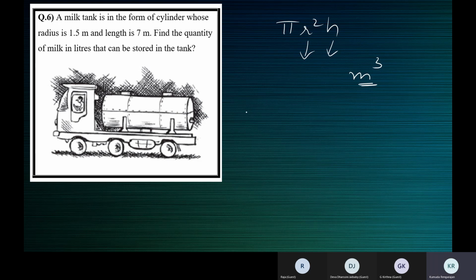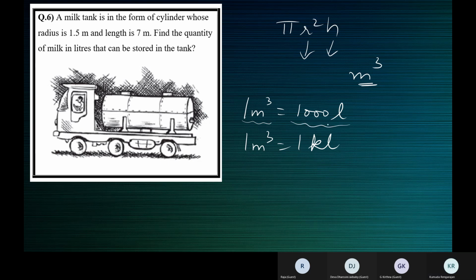The relationship goes like this. 1 meter cubed is equal to 1,000 liters, or you can say 1 meter cubed is equal to 1 kiloliter. And you know 1 kilo means 1,000. So instead of saying 1,000, you can also say 1 kiloliter. Both are the same, children. They are not different.